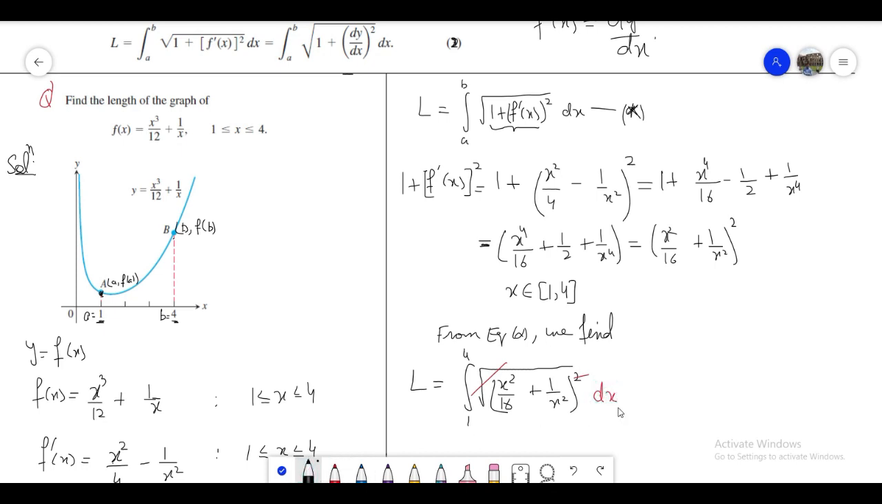And this is equivalent to x squared by 4 plus 1 over x squared. And sorry, I made a mistake, this will be equivalent to 4 but not 16. So we can write it here as a 4. And also this is a mistake, this is the 4. Sorry.